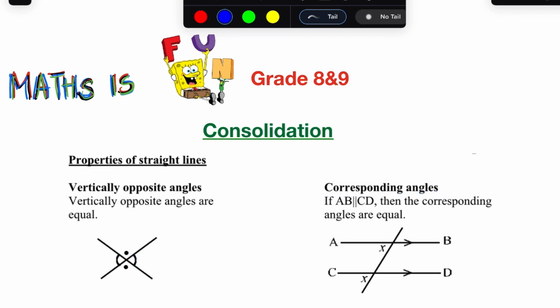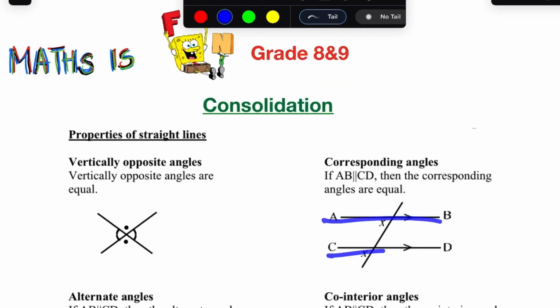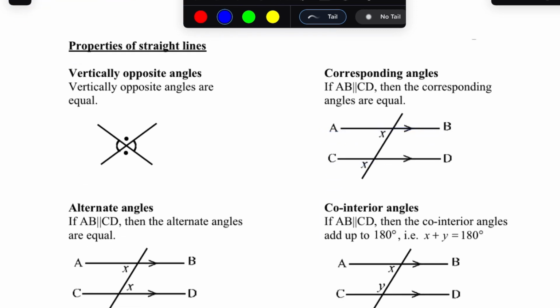Corresponding angles come from parallel lines, when you have two parallel lines and a transversal. These two angles that form an F shape, this X and this X, are equal because of these two parallel lines. The alternating angles come from parallel lines as well. When you have a transversal, they form a Z shape. This angle and this angle are equal.